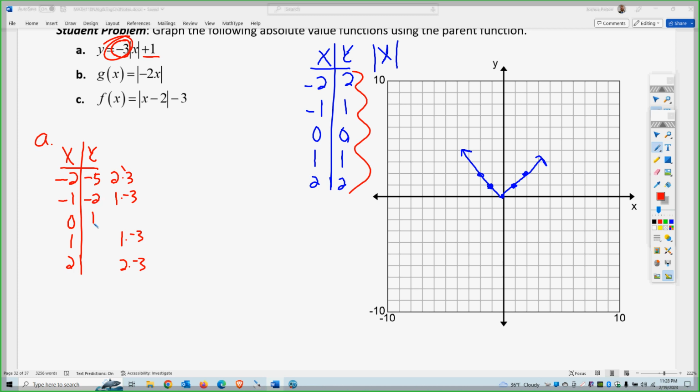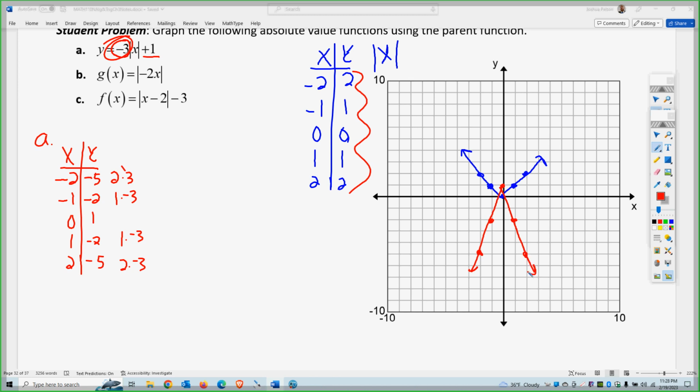Then 0 plus 1 gives me 1. Here, -3 plus 1 is -2, and then -5 again. So the points are (-2, -5), (-1, -2), (0, 1), (1, -2), and (2, -5). And there is our new absolute value V.